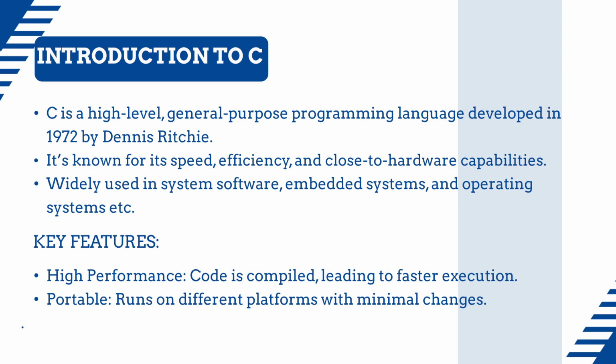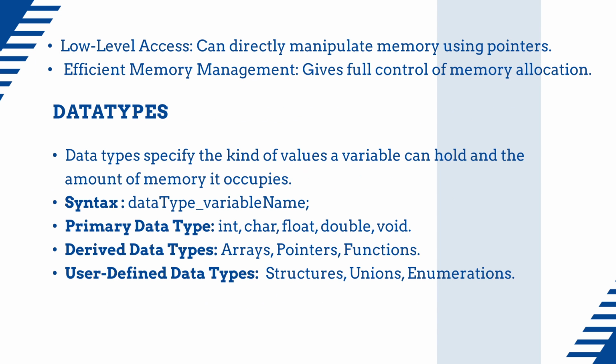Introduction to C. C is a high-level general-purpose programming language, and it was developed in 1972 by Dennis Ritchie. It's known for its speed, efficiency, and close-to-hardware capabilities. It is widely used in system software, embedded systems, and operating systems, etc. And the key features of C are high performance, portability, low-level access, and efficient memory management.